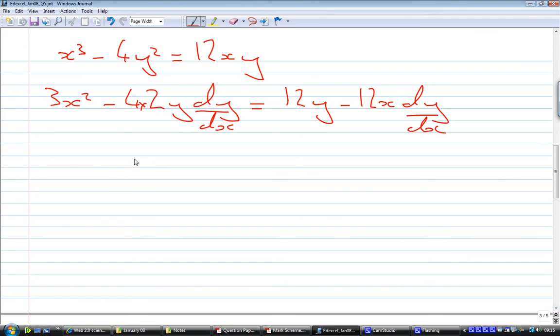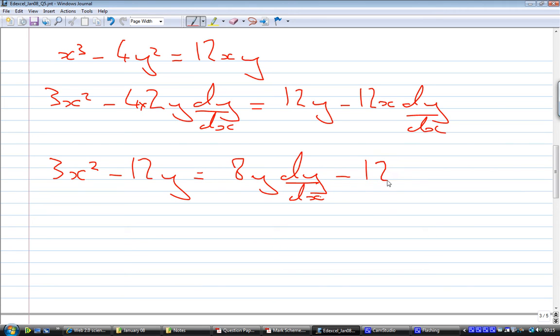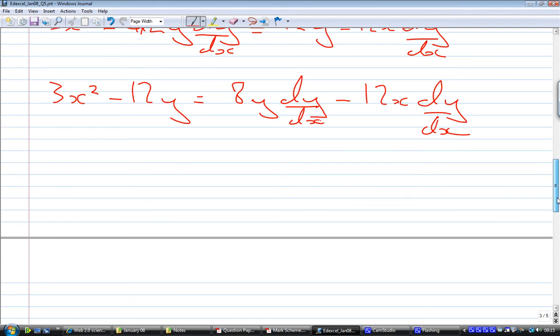Let's scroll down a little bit further then. So now we're just going to move all the dy dx's over here and the rest over here. So we're going to get 3x squared minus 12y equals 8y dy by dx minus 12x dy by dx. Let's keep going then.